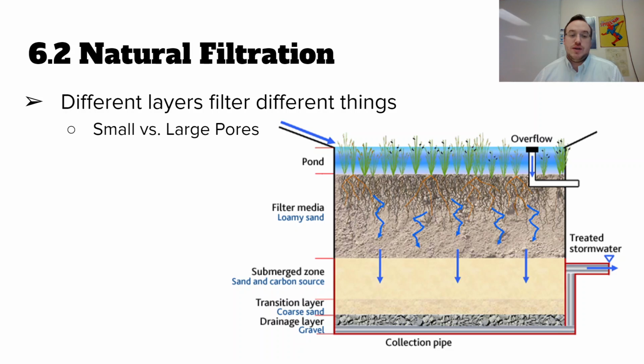So when we're talking about the pores, those are the holes inside of dirt, sand, rocks, gravel, any kind of particulate media. The larger the hole, the less stuff it can filter out, but the faster water can go through it. The smaller the hole, the more contaminants it can filter out, but the slower the water moves through it. So you're going to want different layers and a mix of different porosities to filter out a larger amount of contaminants.